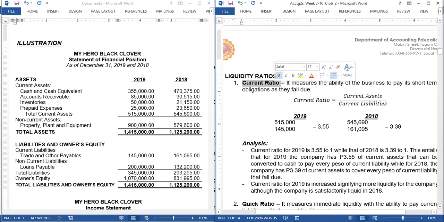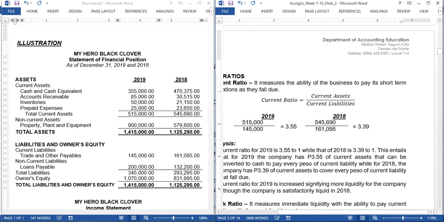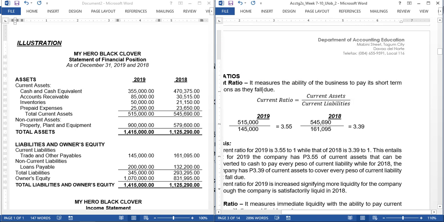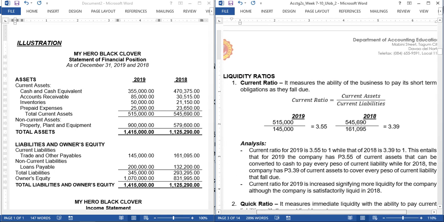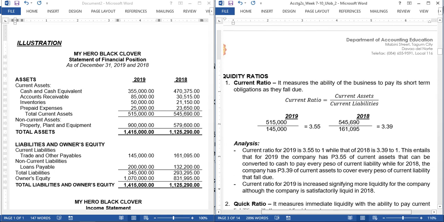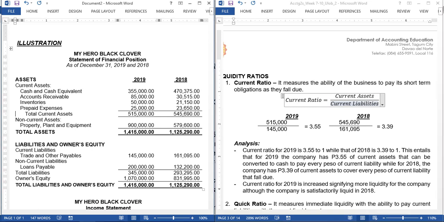So, current ratio measures the ability of the business to pay short-term obligations as they fall due. Okay? Short-term obligations as they fall due. So, the formula of this one, current ratio, is equals to current assets divided by current liabilities. So, makikita ninyo ang mga current assets and liabilities sa statement of financial position or the balance sheet.